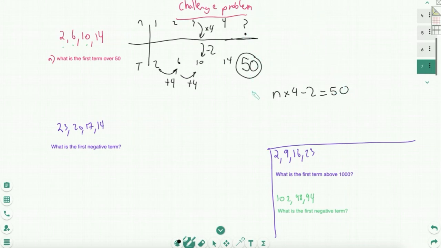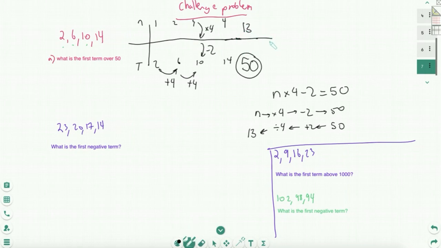So we're going to use our function machine. n is being multiplied by 4, then subtracted by 2, and 50 is coming out. So we're going to add 2, divide by 4, and see what comes out. 50 plus 2 is 52. Divide by 4 is 13.